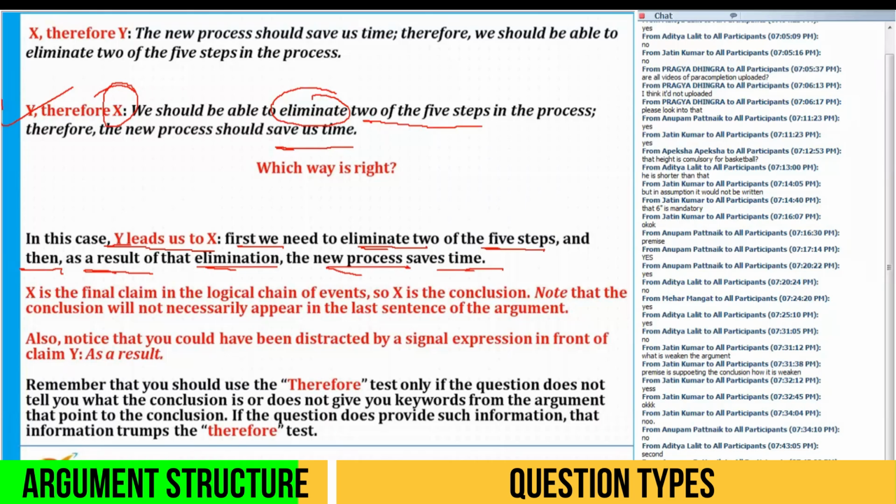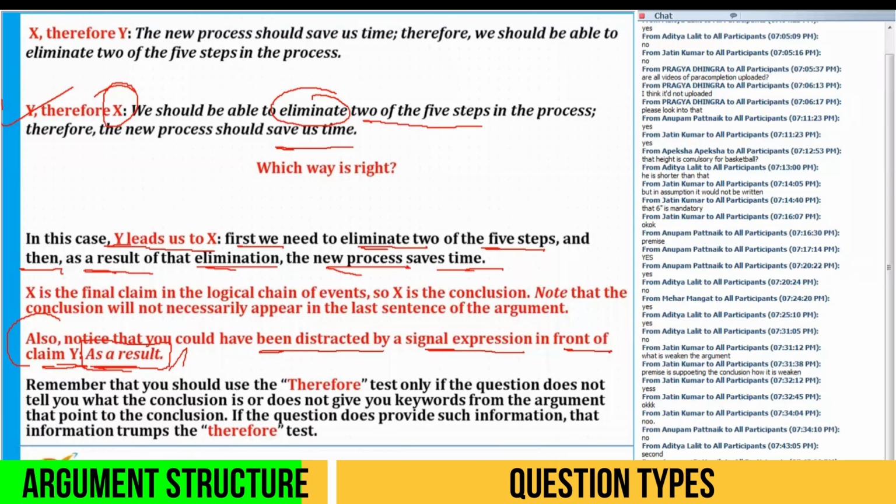Also notice that you could have been easily distracted by the expression in front of the claim Y. In front of the claim Y, this expression, "as a result", many of you would have thought that this tells us that this is the conclusion. But that's not true. That's not correct. So you will have to read it slowly.